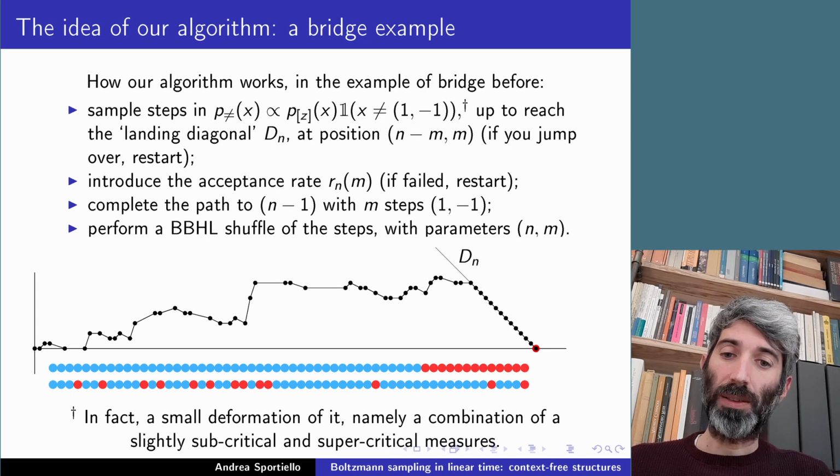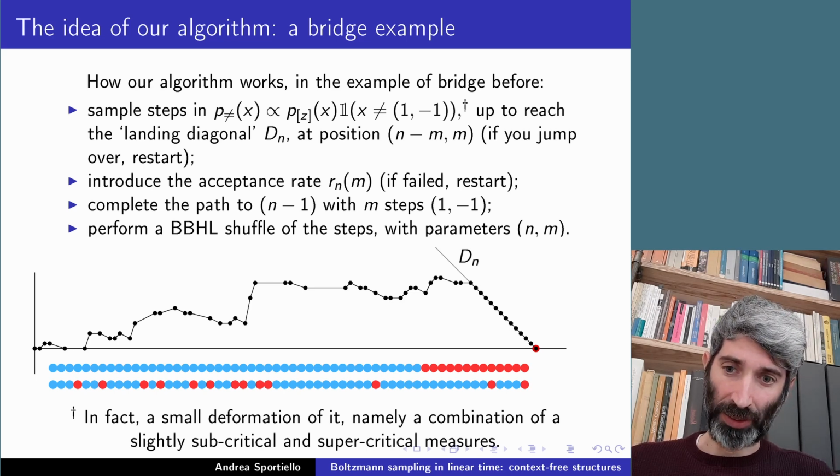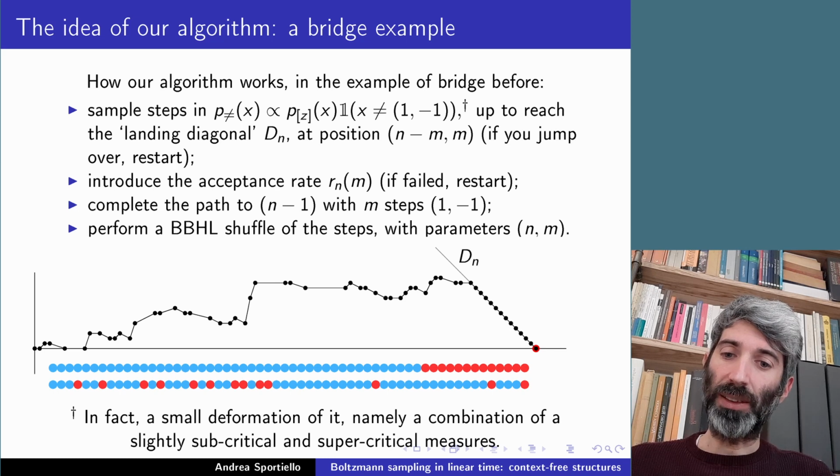If you are there, then you have a parameter m on which you have to play. So you have an acceptance rate that depends on m, and in fact, potentially also on the rest of the path. This acceptance rate is potentially complicated, but suppose that you can devise such an acceptance rate. Then you complete the path with the m missing 1, minus 1 steps, and then you perform a BBHL shuffle of these new steps with the old steps, and you reach back the path that I showed you already.